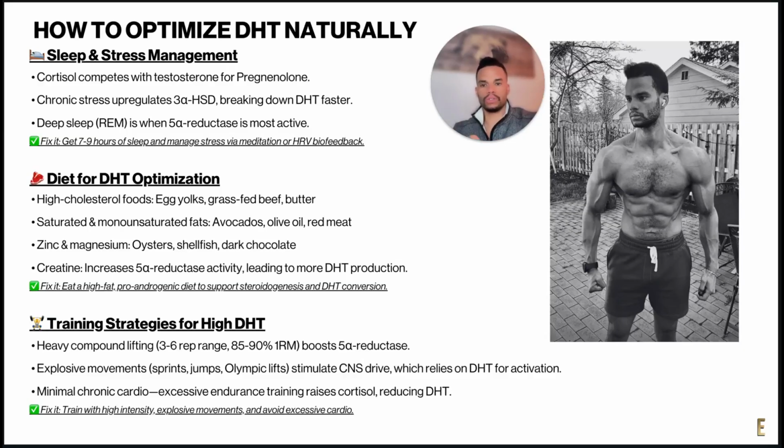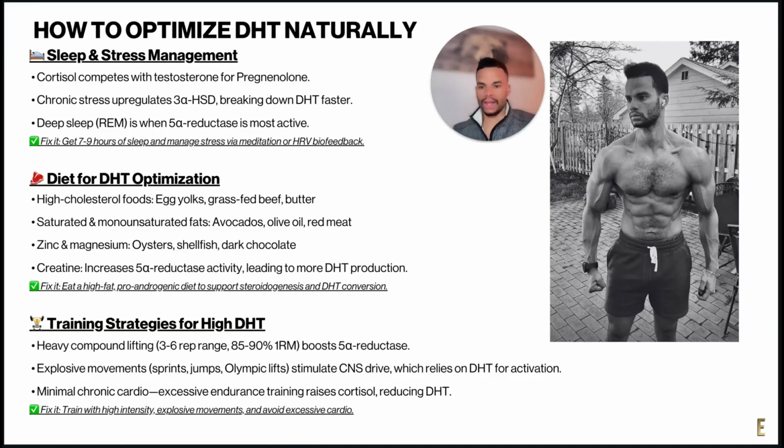So deep sleep is also critical when it comes to DHT production, because deep sleep and REM sleep is when 5-alpha reductase is the most active, meaning DHT production is optimized during high quality sleep. So what you want to do is make sure you get 7 to 9 hours of high quality sleep, manage your stress, bring down your cortisol through meditation, monitoring your HRV, and maybe implementing some simple breathwork techniques to lower levels of stress and cortisol.